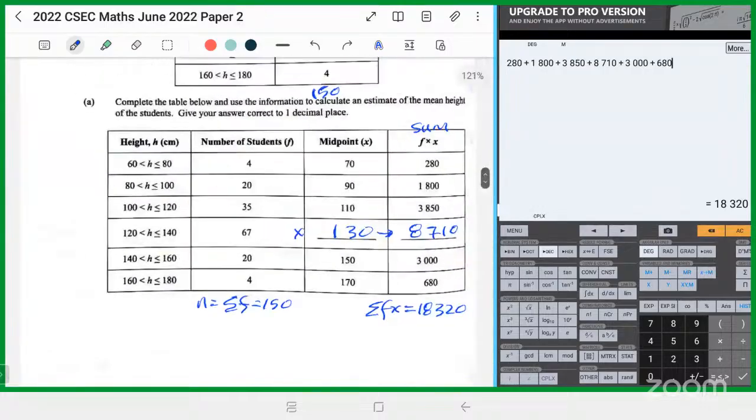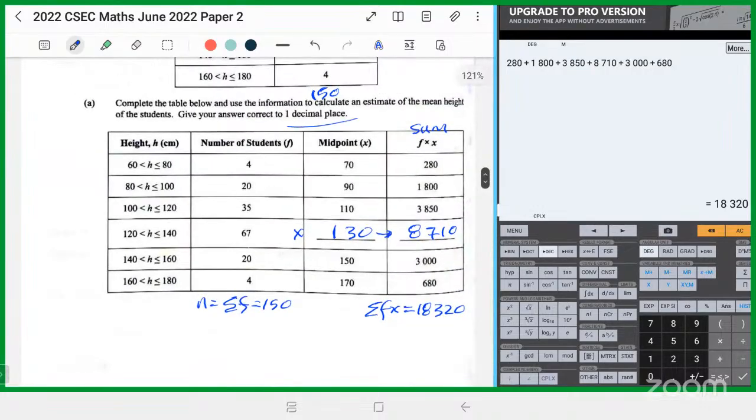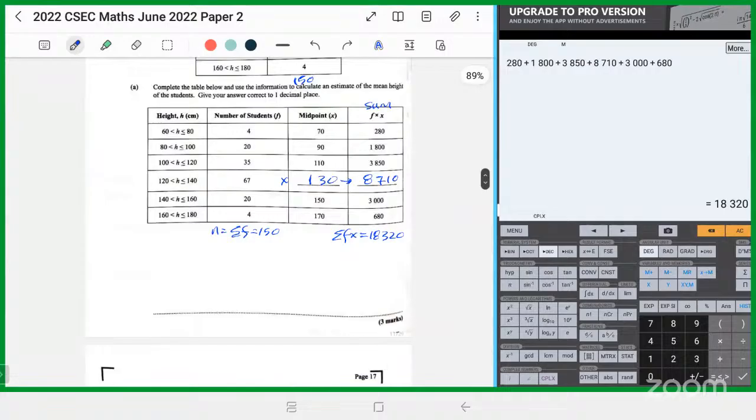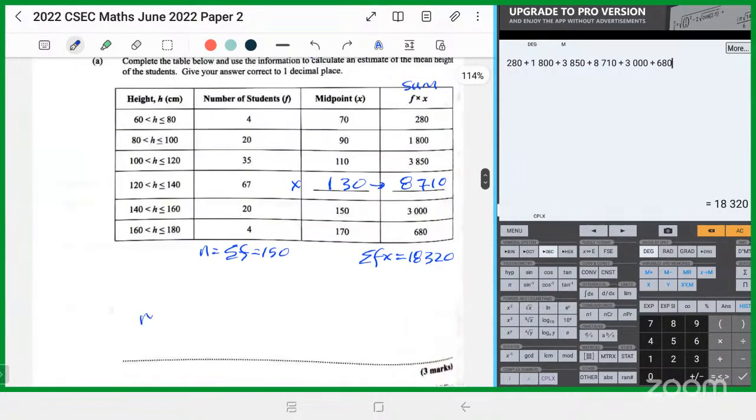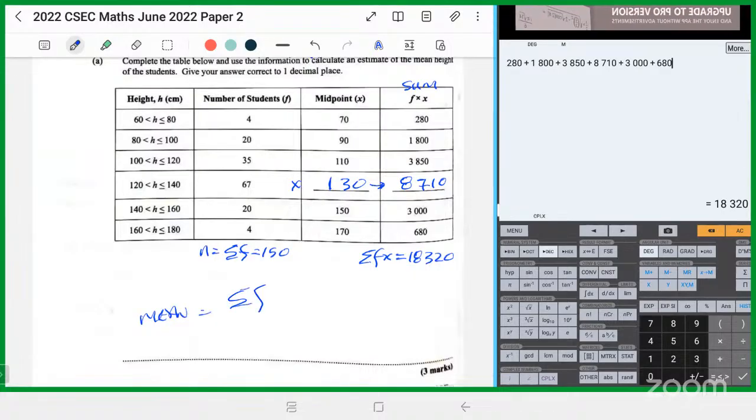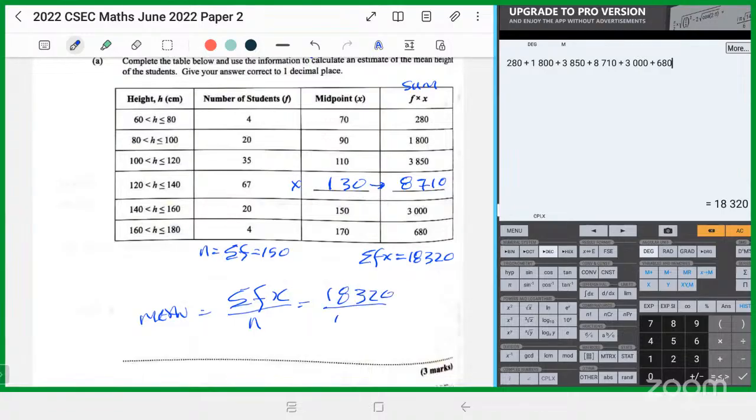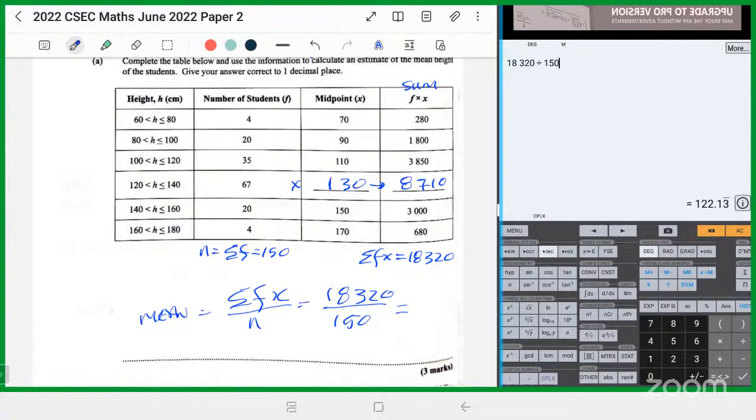That's what I want us to calculate to one decimal place. We need the answer right here. So the mean, which is the average, is the sum divided by the number of students, which is 18,320 divided by 150. Do this calculation. I'm getting 122.1, and I said to one decimal place.